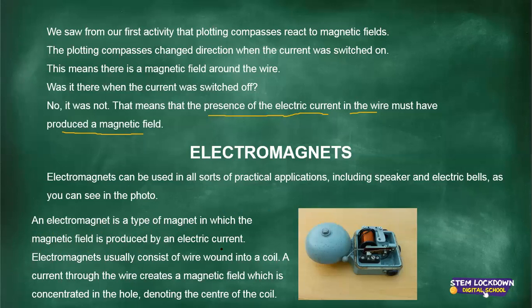Now, electromagnets consist of wire wound in a coil. If you look at this picture here, you can see this wire here, and this wire is wound. That means it's wrapped in a coil. So now who knows why this wire is wrapped in a coil?